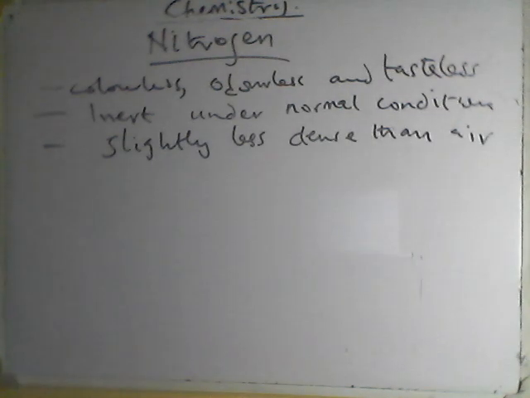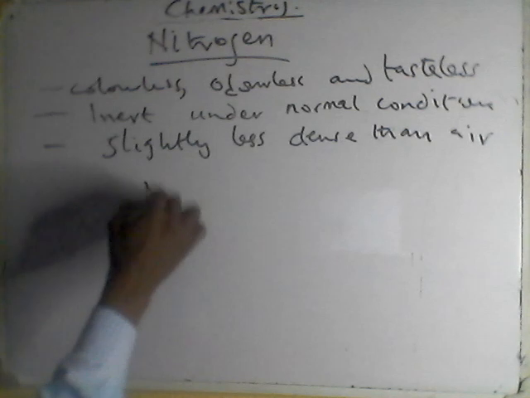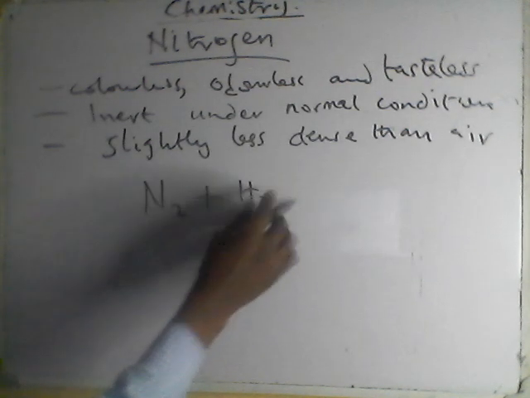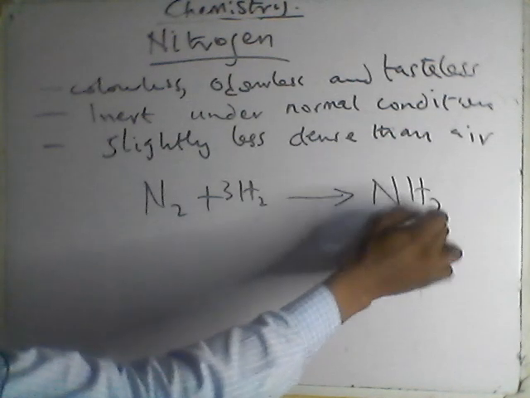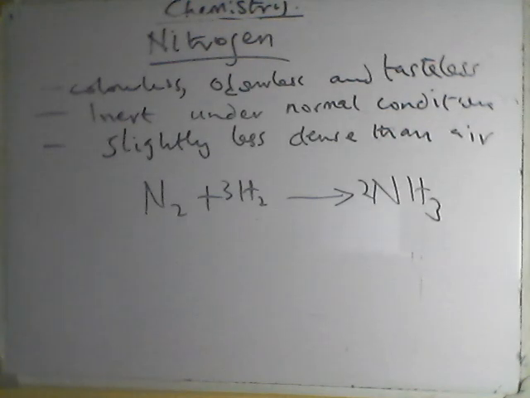How do you prepare nitrogen in the lab? You pass air over heated copper and through alkaline pyrogallol. Okay, so chemical properties include number one, it combines with hydrogen in the Haber process to form ammonia. Nitrogen plus hydrogen will give ammonia. There's a 2 here.